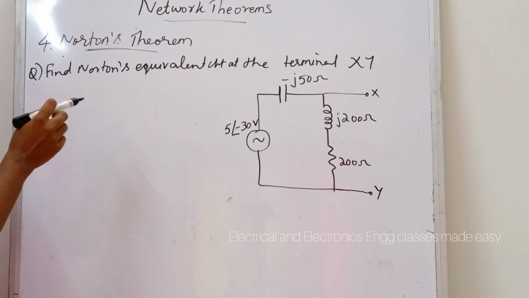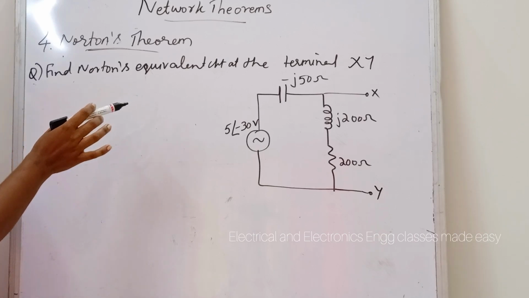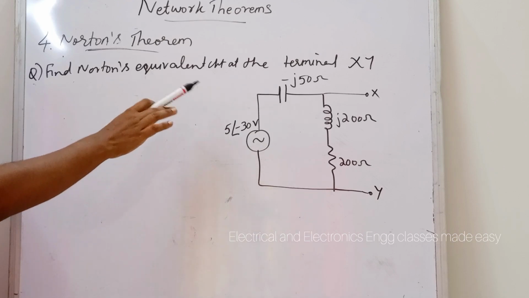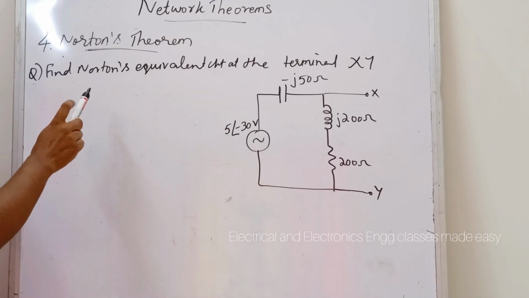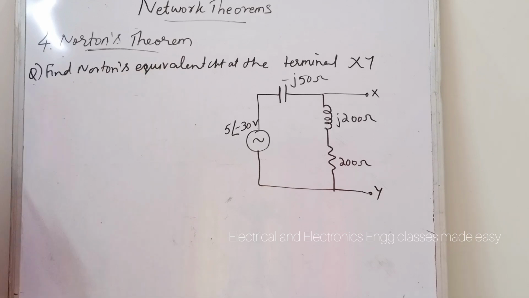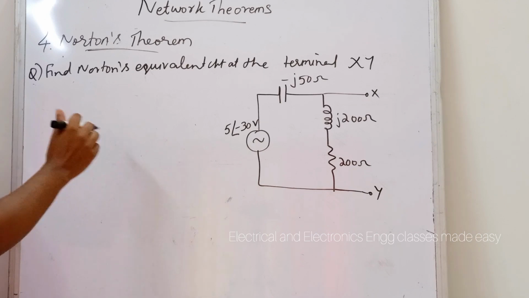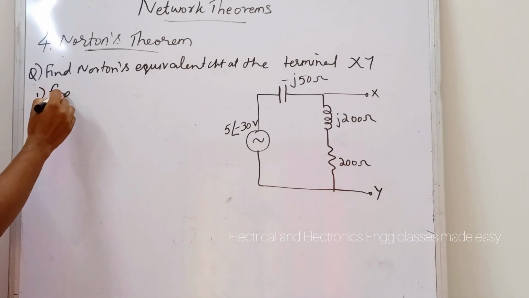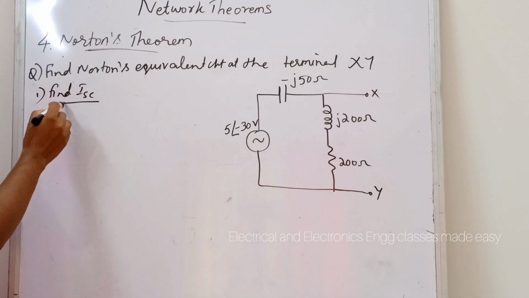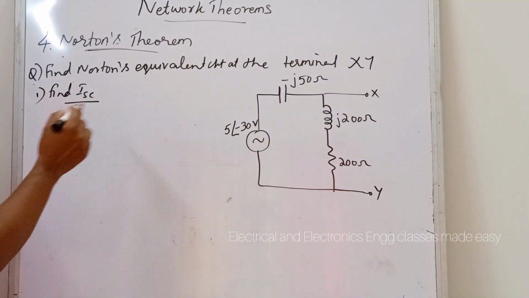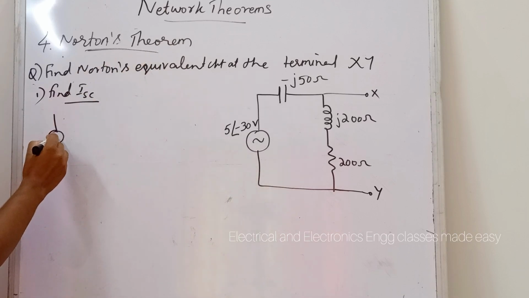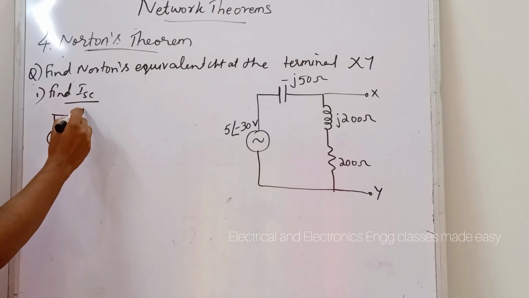Let us do another problem. Find Norton's equivalent circuit at the terminal XY. So this is the given circuit diagram, and we have to find Norton's equivalent circuit only. No need to find any current or voltage. So first of all, our first step is to find the short circuit current ISC. For that, short circuit the terminals and redraw the given circuit diagram.